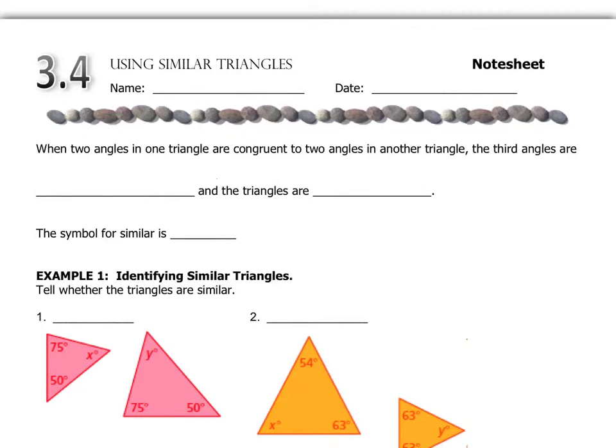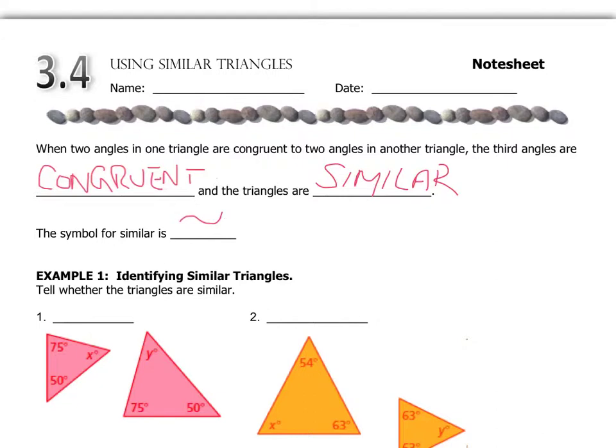Today we're going to talk about using similar triangles to help solve some problems. So the first thing we want to pay attention to is that when two angles in one triangle are congruent to two angles in another triangle, the third angles are congruent and the triangles are similar. The symbol for similar is the little squiggly sign. So hopefully that statement makes some sense.